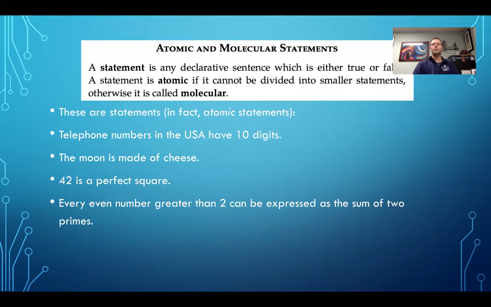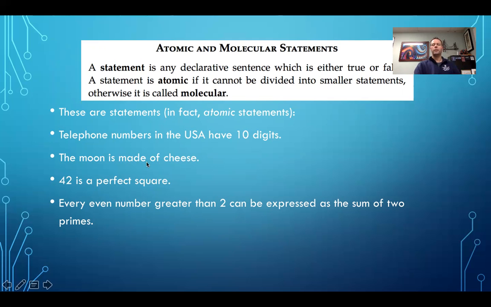How about atomic statements? A statement that can't be broken down into more pieces of meaning is called an atomic statement, like an atom. But one that has extra parts that kind of fit together, that is called a molecular statement. So you can see down below, we've got some atomic statements, which are true or false, but they're sort of a single thing, even though this is obviously false.